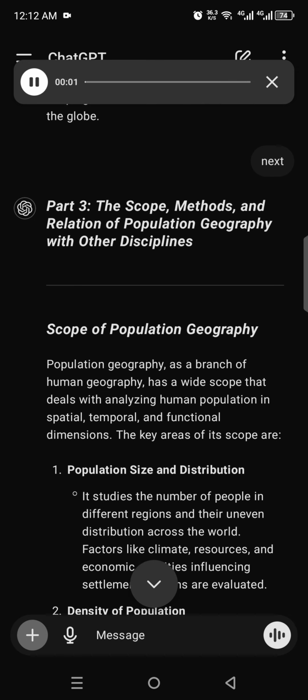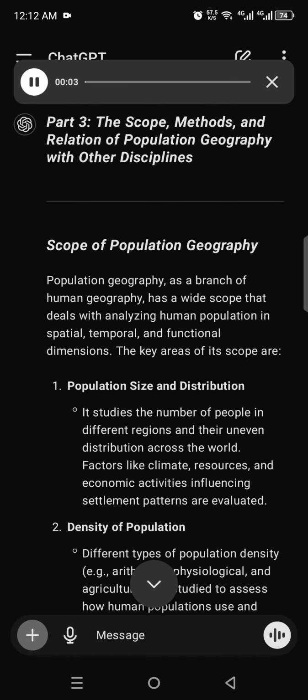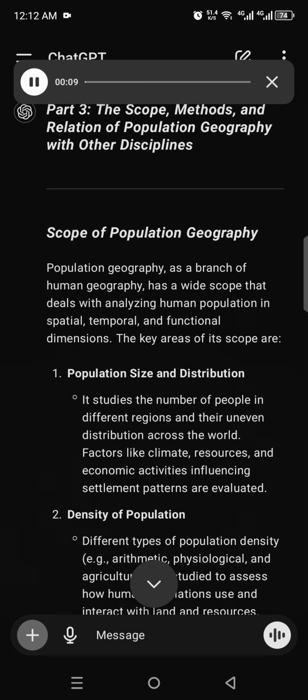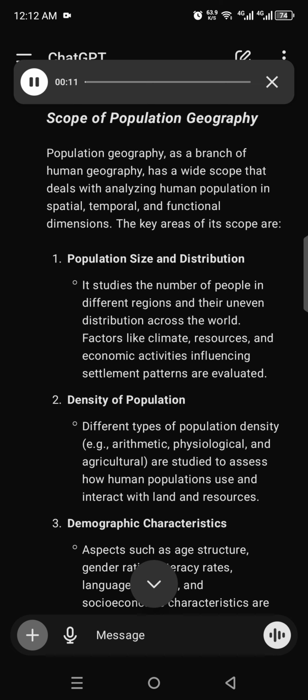Part 3. The scope, methods, and relation of population geography with other disciplines. Scope of population geography. Population geography, as a branch of human geography, has a wide scope that deals with analyzing human population in spatial, temporal, and functional dimensions. The key areas of its scope are: 1.